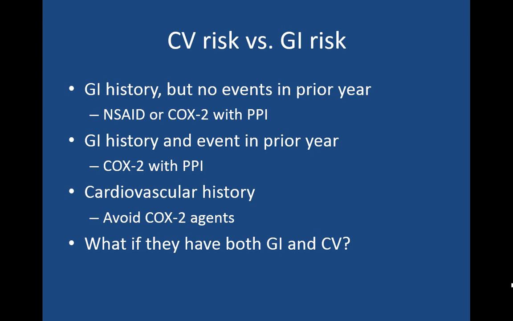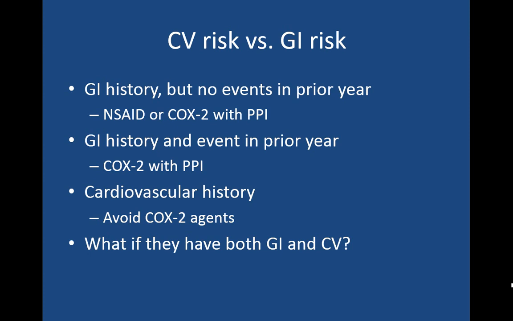If they have a GI history and they have had an event in the prior year, then in that situation you might want to select the COX-2 inhibitor and definitely add the PPI, because the risk of GI events is lower with the COX-2 inhibitors, and the PPI adds a protective mechanism.